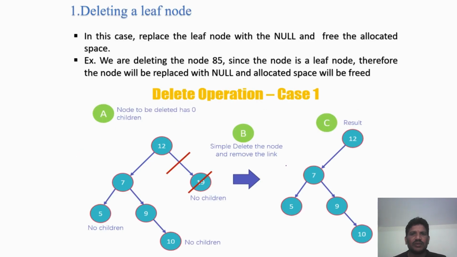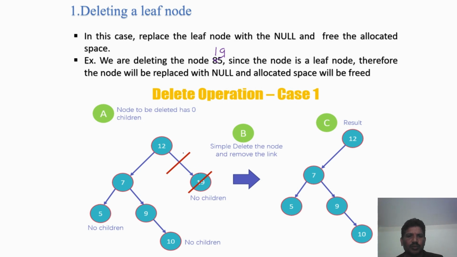In the first case, how do you delete a leaf node? Which means that the leaf node does not have any children. In the case of the deleting node 19, it is not 9, it is not 85, it is 19. The deleting node is 19, and it does not have any children. Then how do you delete that kind of node?